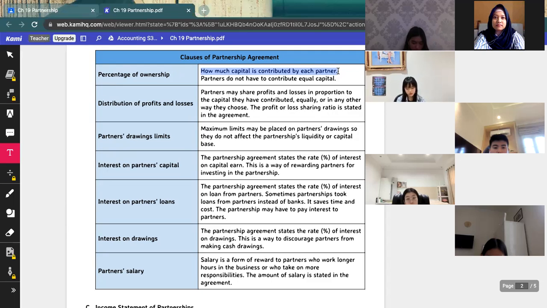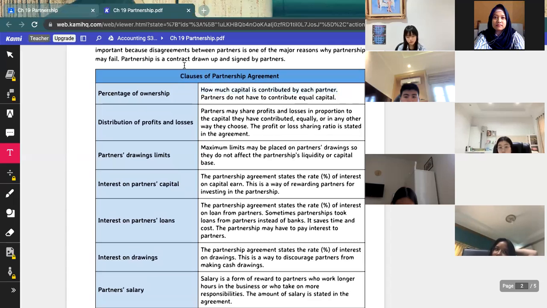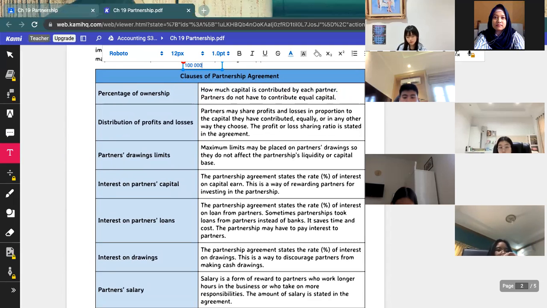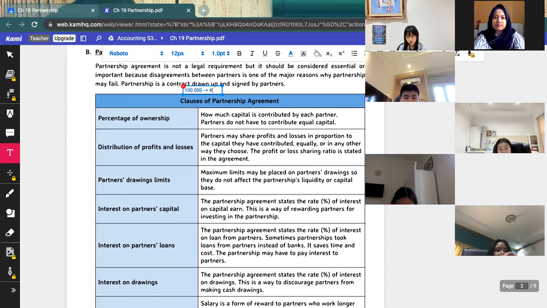But there's a possibility that Kenya contributes more than the two others. So it will create a ratio of 2 to 1 to 1. For example, the business needs $100,000, given by Kenya 50K, Fisher 25K, and Nicole 25K. This brings the ratio of 2 to 1 to 1. So this is called the ratio.